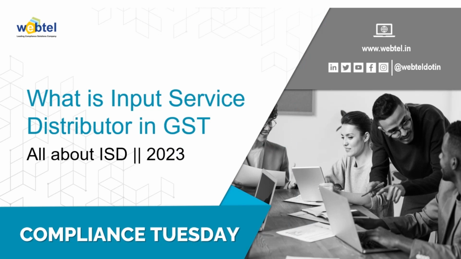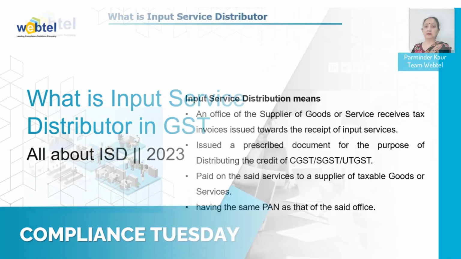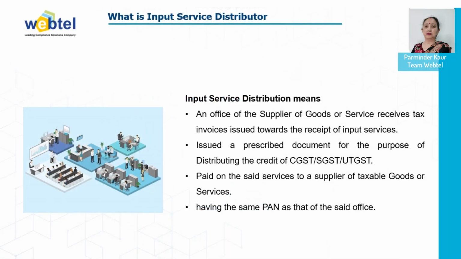What is the meaning of Input Service Distributor under the GST law? As per Section 2(61) of the CGST Act 2017, Input Service Distributor means the office of the supplier of goods or services. The said office receives tax invoices towards receipt of input services. The said office distributes credit of CGST, SGST, IGST, UTGST to suppliers of goods and services having the same PAN. The said office issues tax invoices or other prescribed documents for distribution of the credit.